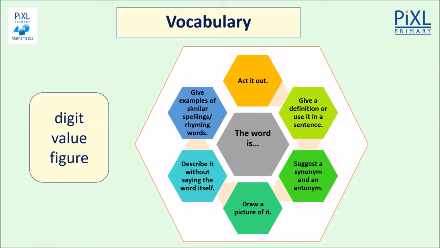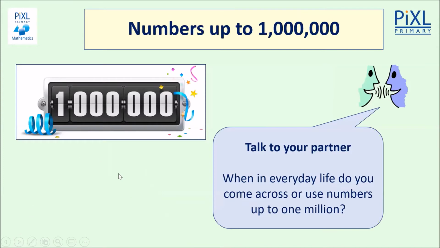Brilliant. If you did all those things, you should have a really good understanding of the vocabulary that we're going to need to be using in today's lesson. So, as I said already, today we're going to be looking at numbers all the way up to 1 million. You can't talk to your partner, but I'd like you to try and answer this and write it down. When in your everyday life do you come across or see numbers up to 1 million? You can do this as a bullet point list. Pause the video here.